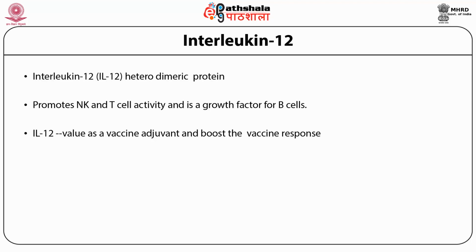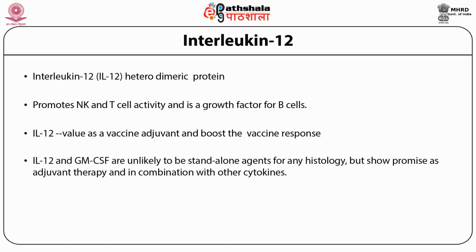Cytokines such as IL-2 have modest anti-tumor activity in metastatic renal cell carcinoma and melanoma. However, IL-12 and GM-CSF are unlikely to be stand-alone agents for any histology but show promise as adjuvant therapy and in combination with other cytokines.